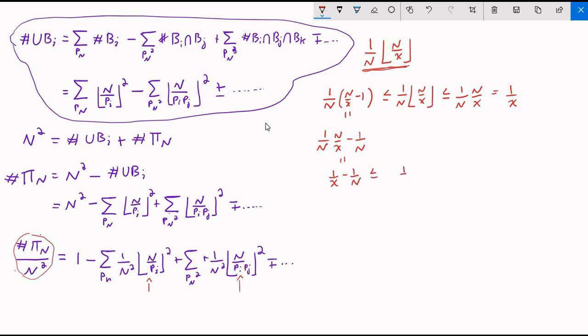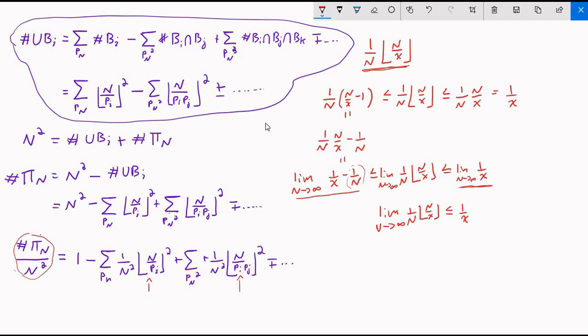And this is less than or equal to 1 over n times the floor of n over x, which is less than or equal to 1 over x. Now I can take the limit of these inequalities as n approaches infinity. If we look at the limit of 1 over x as n approaches infinity, that's just 1 over x. There's no dependency on n whatsoever. If we look at the lower end of things, the limit of 1 over n as n tends to infinity is just 0. The only other term, again, is 1 over x, and that's unaffected by the limit as n approaches infinity. So we get 1 over x.